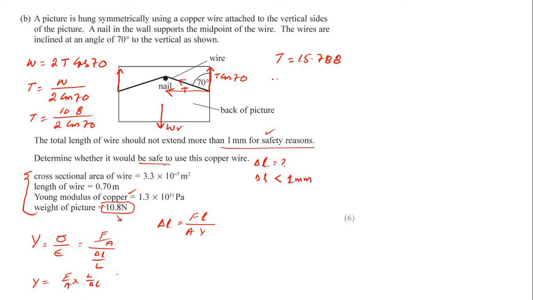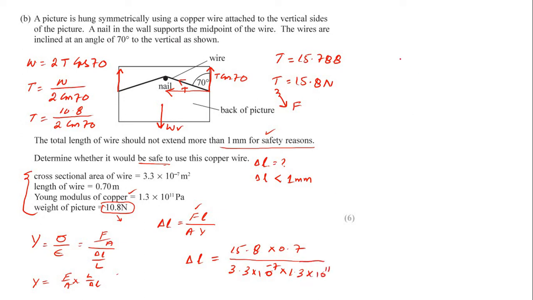15.788, you can round it off. T is equal to 15.8 Newton. This is the force that we use in the formula. So delta L is equal to force, 15.8, into length, 0.7, divided by area, 3.3 into 10 to the power minus 7, into Young modulus, 1.3 into 10 to the power 11.